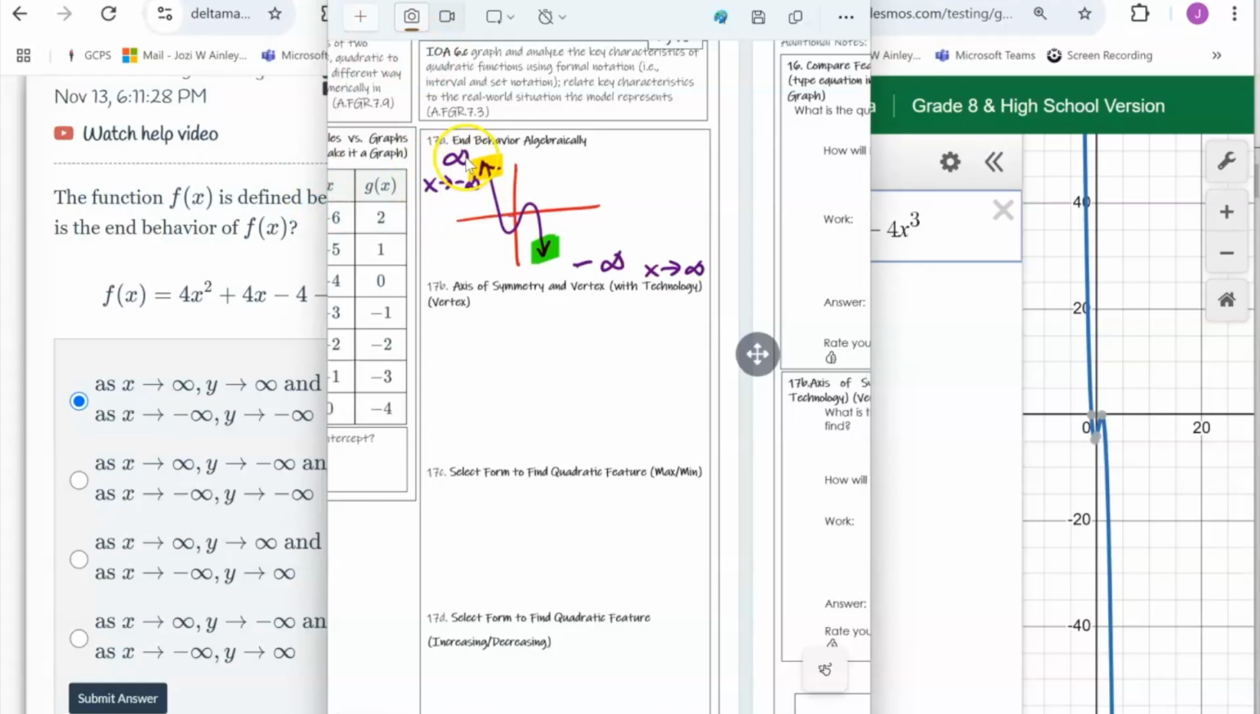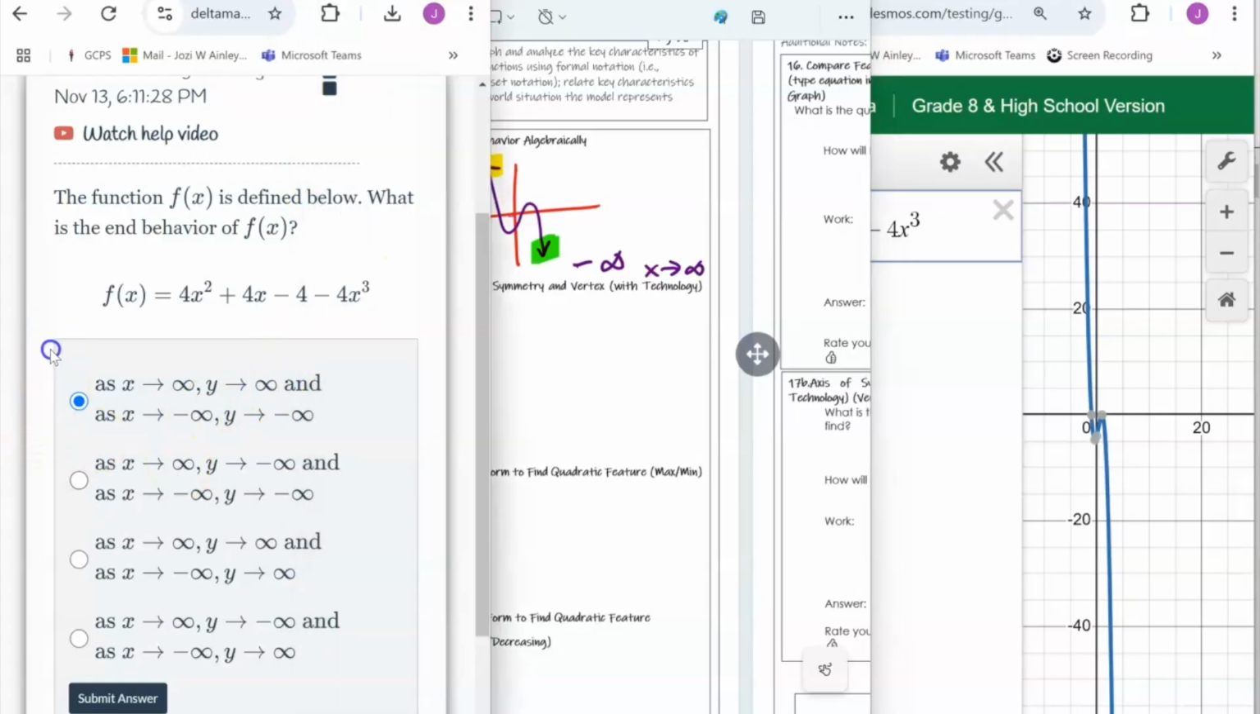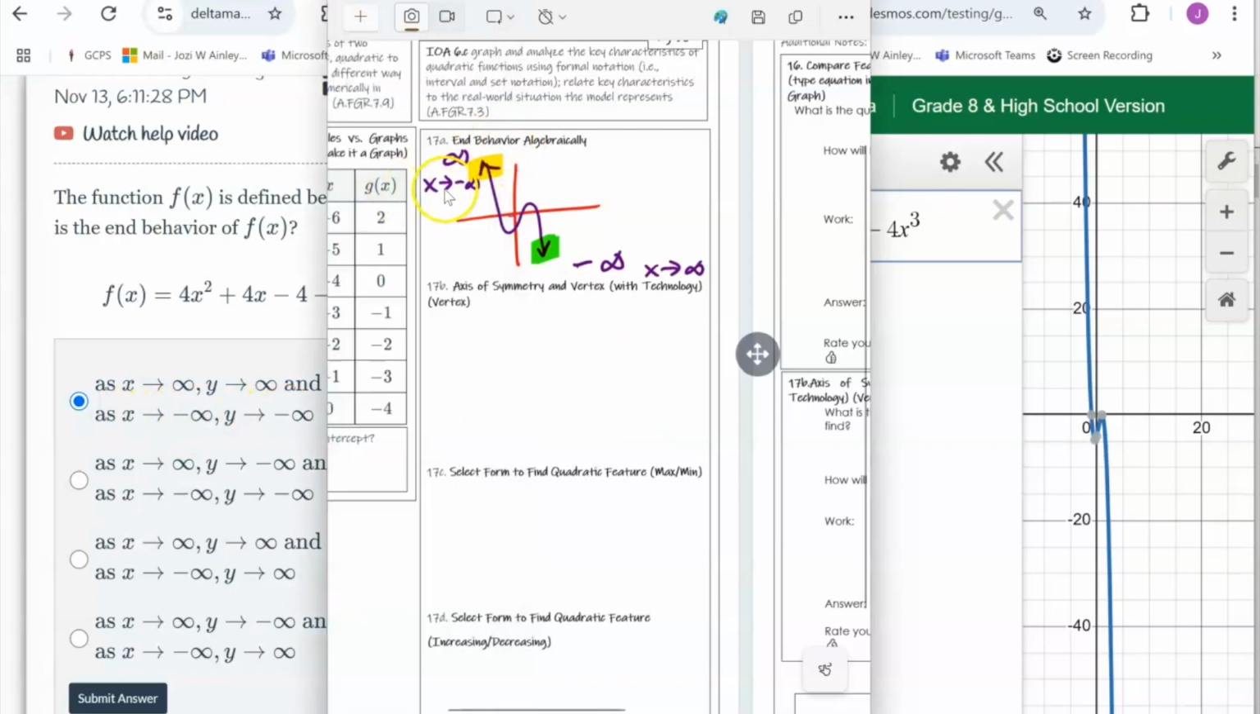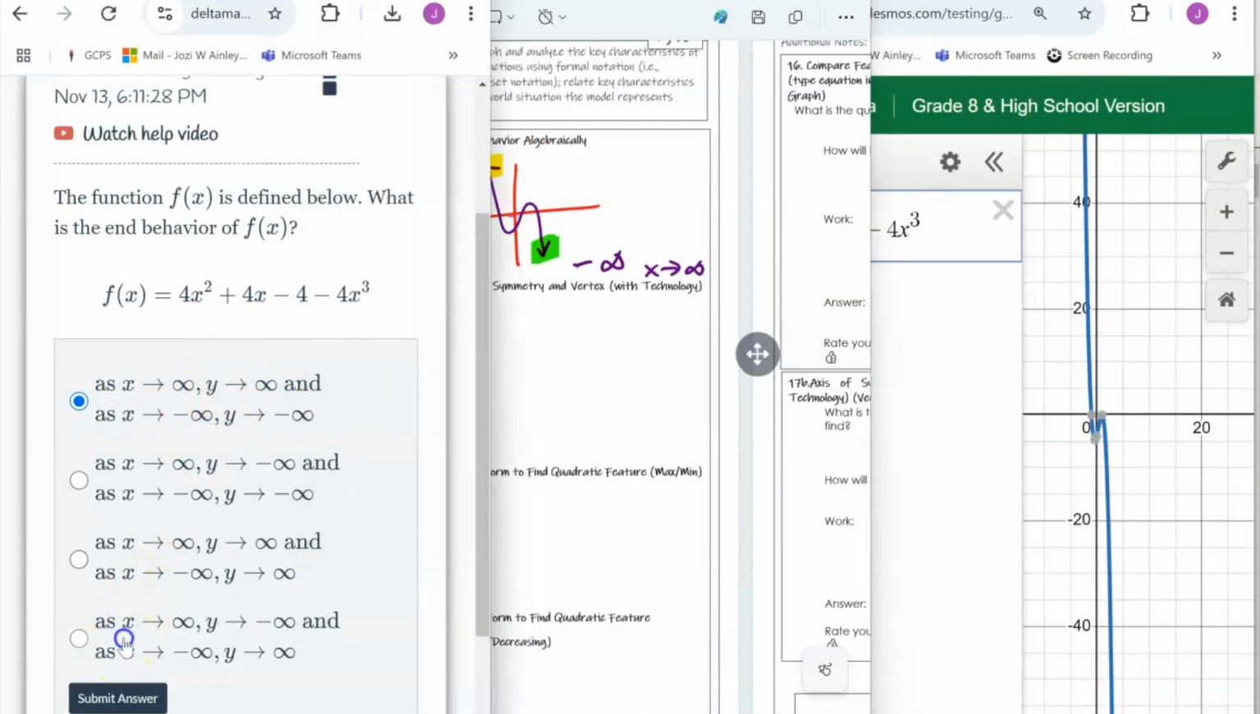So now let's go look at that. As x is going left, is y going to infinity? So the option choices are going to be this one or this one. Right now it says right, but since I just said left, I'm going to go to the left one. As x is going left, is it going to negative infinity? No. So this is not the answer. This one has to be.